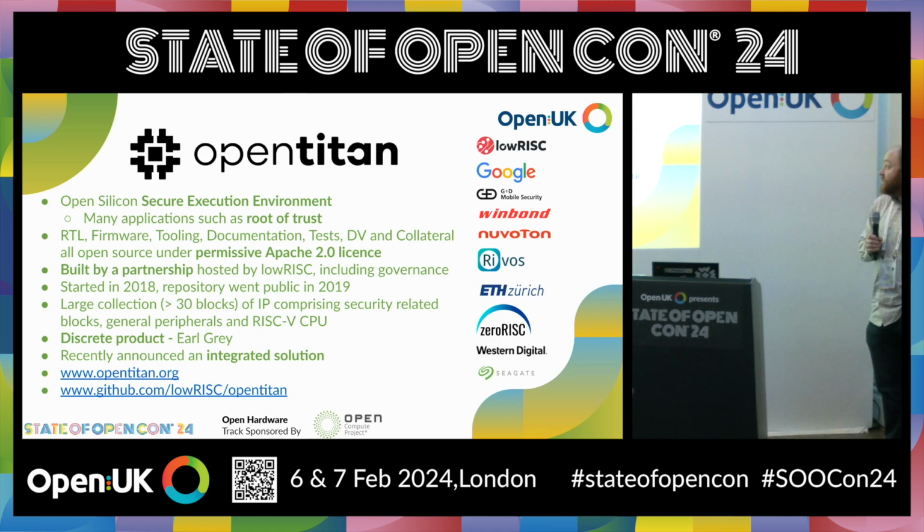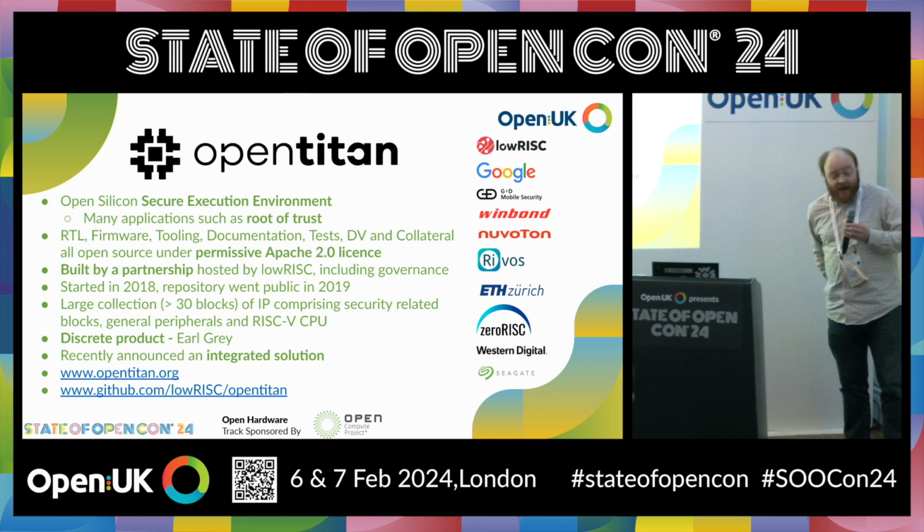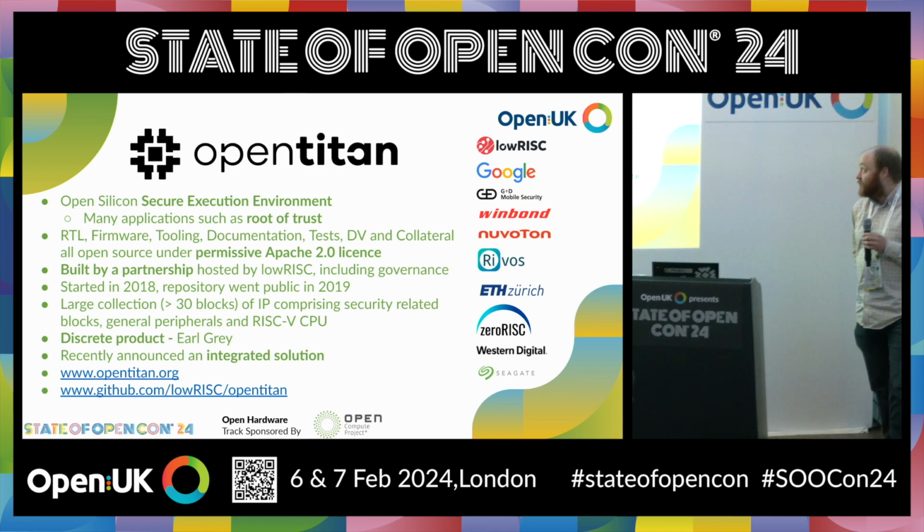So this is the main project of Low Risk, and this is our main source of funding. I should say Low Risk is a community interest company, so that's somewhere halfway between a charity and a for-profit company. So we're funded by industry partners. We don't sell things as such, and everything we do is made fully open source. And OpenTitan is effectively the big pilot project that we hope will prove the open silicon model.